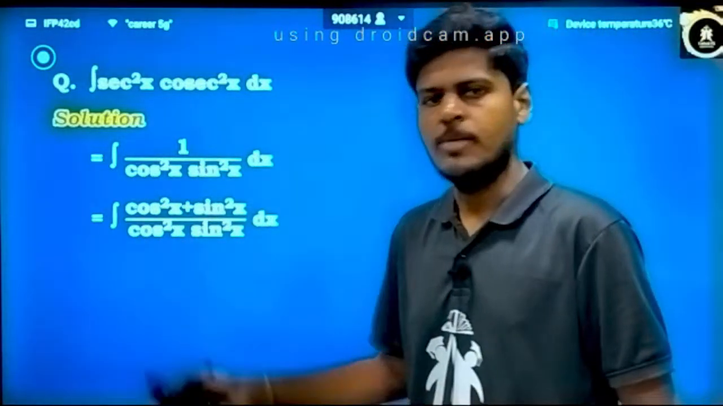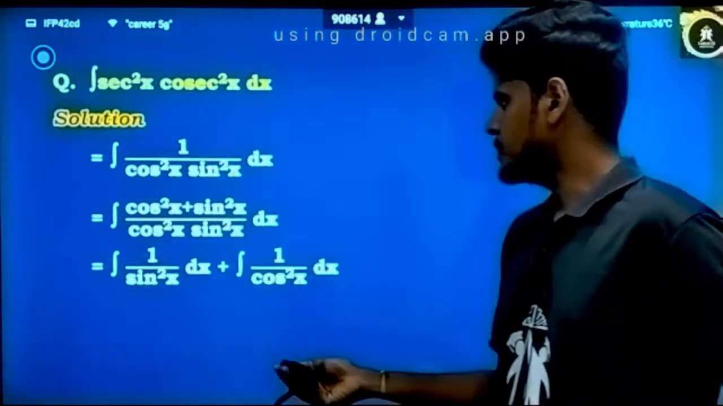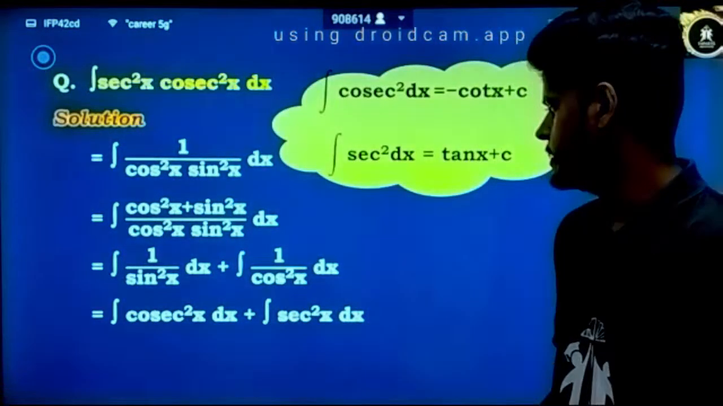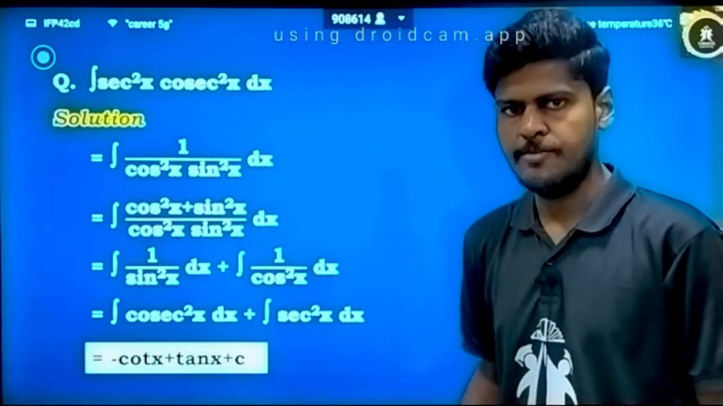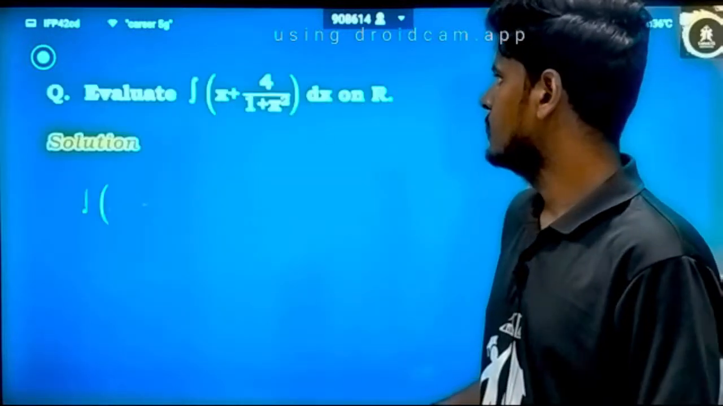So this will be written as 1 by cos square into sin square. We are splitting into cos square plus sin square. Our purpose is to simplify and split into two separate integrals. Then we already know how to find integrals of standard functions. Minus cot x plus tan x plus c.